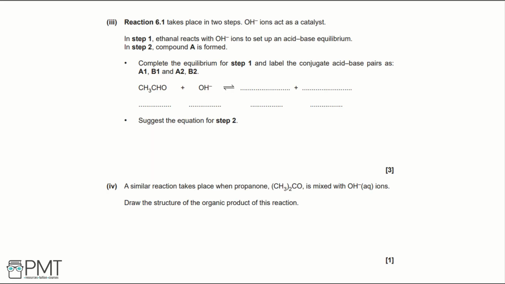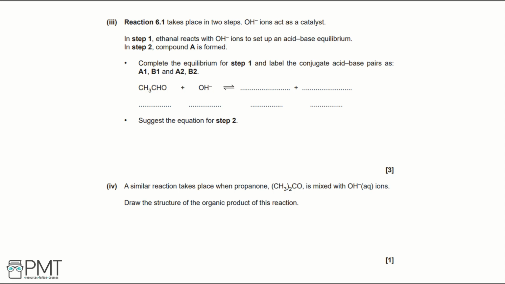Part 3. Reaction 6.1 takes place in 2 steps. OH- ions act as a catalyst. In step 1, ethanal reacts with OH- ions to set up an acid-base equilibrium. In step 2, compound A is formed. Complete the equilibrium for step 1 and label the conjugate acid-base pairs as A1, B1 and A2, B2. Suggest the equation for step 2.